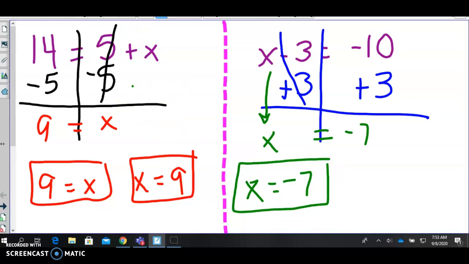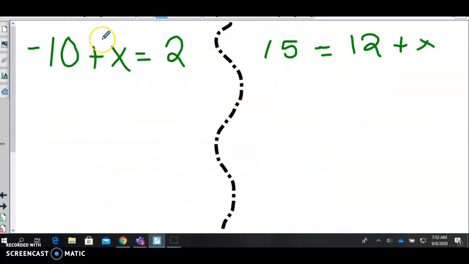All right, moving on along. Let's go to the next page. Okay, I got negative 10 plus x equals 2. I have to solve the variable, solve the equation. I draw my line down.